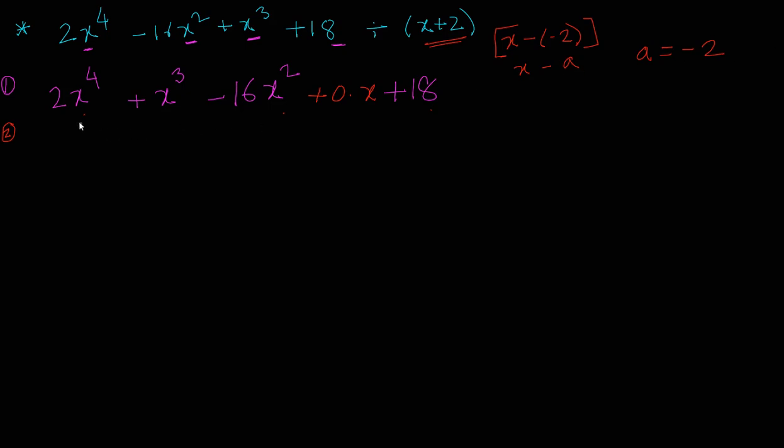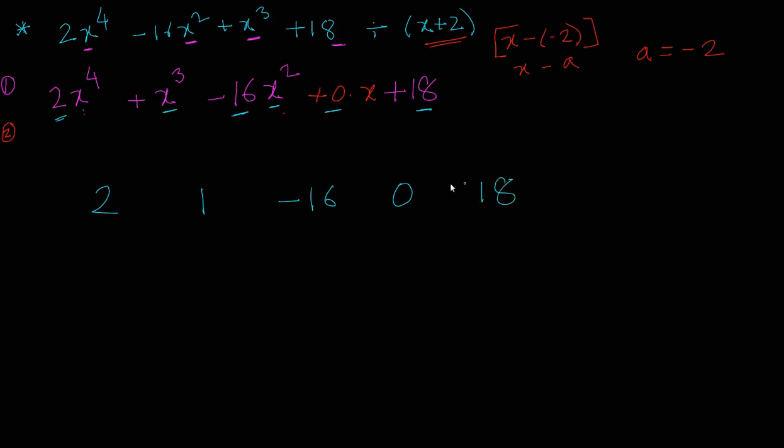All right, now let's set up our problem. To set up our problem, I'm going to write down the coefficients only. I have 2 here, which is the coefficient of x power 4. What is the coefficient of x cube? 1. What is the coefficient of x square? Negative 16. What is the coefficient of x? 0. And then the constant term is 18.